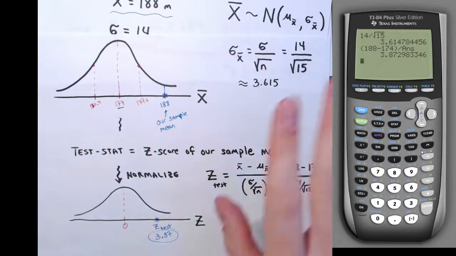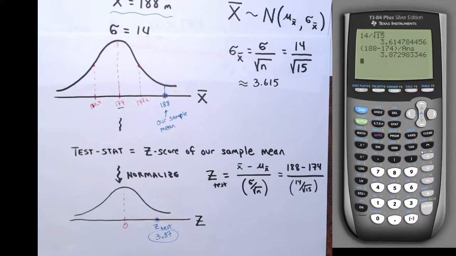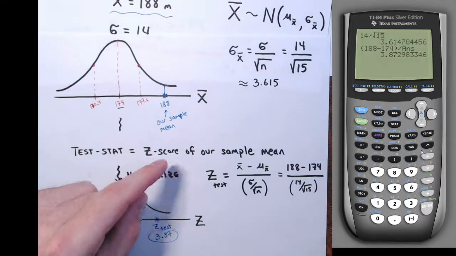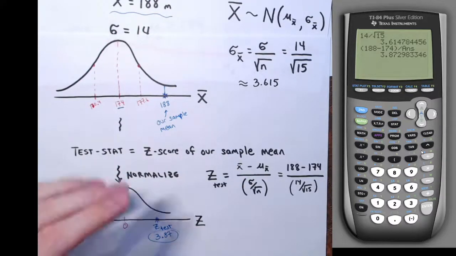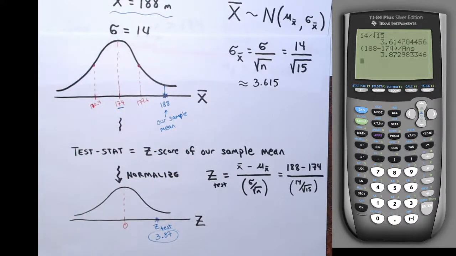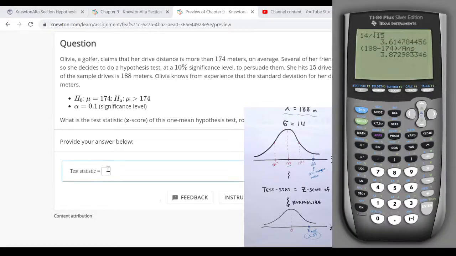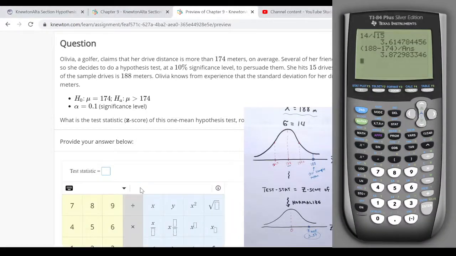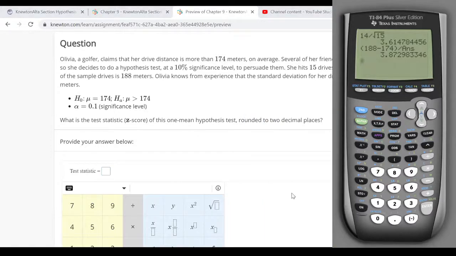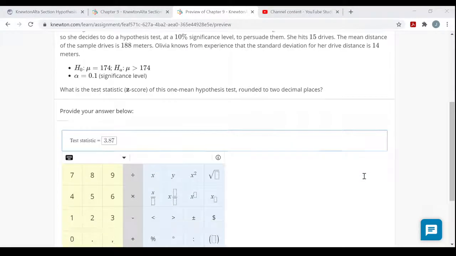But again, we'll get into that later, talking about whether or not we reject the null, finding critical values, p-values, all that stuff. But for right now, we're only calculating this test statistic. What's the z-score of our sample mean in this distribution of the means? Back here, this was approximately, like I said, 3.87. All right, get rid of the calculator, and we'll submit this.